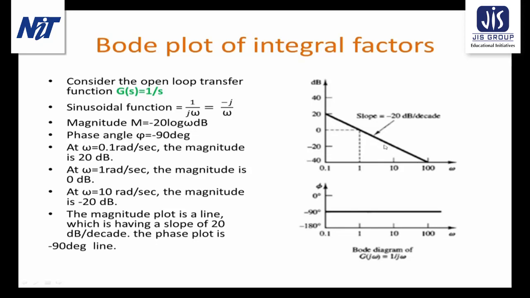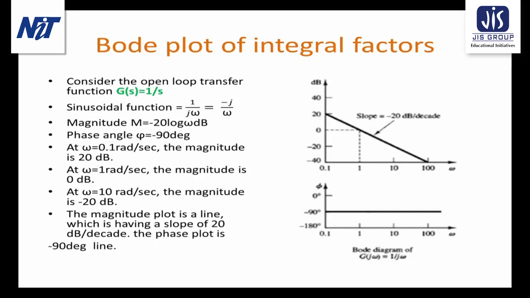That means the plot in dB versus log omega, that is frequency in logarithmic scale, is actually a straight line having the slope of minus 20 dB per decade, passing through the 0 dB line when the omega value is equal to 1.